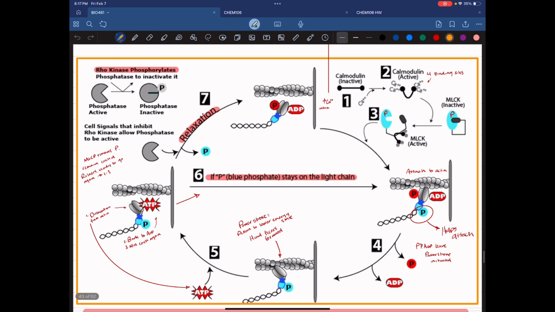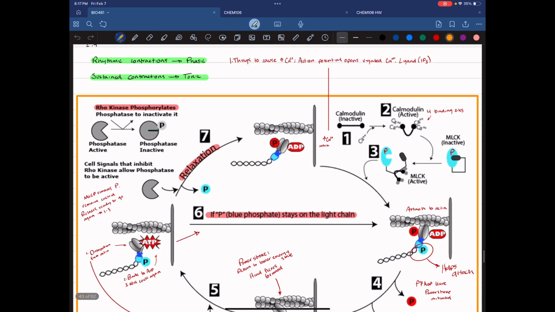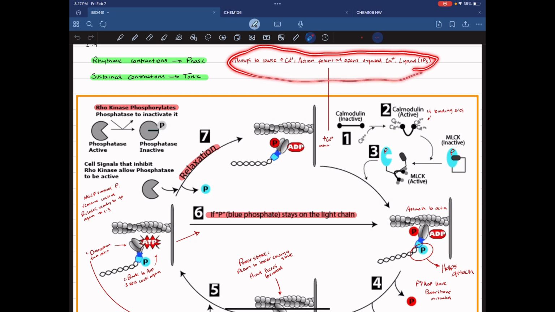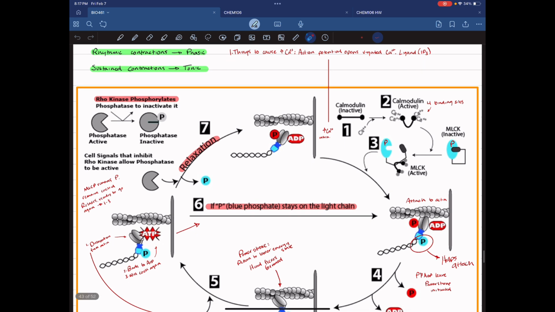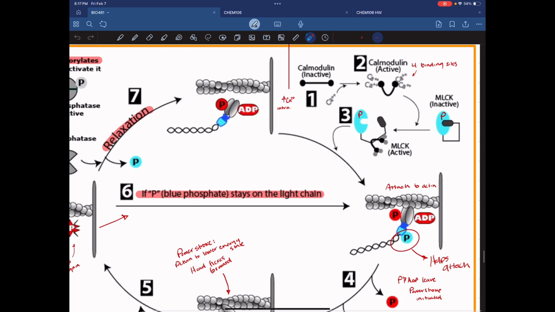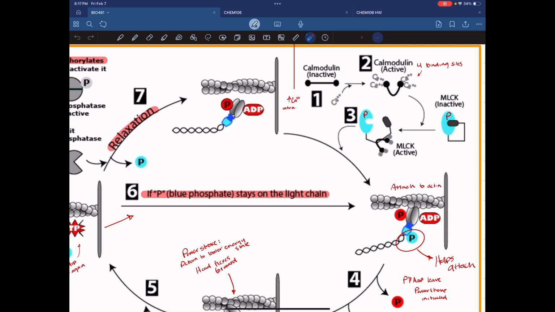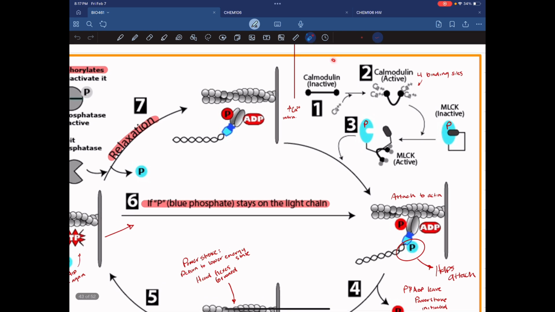So here you can see we have our intracellular calcium that we just talked about. That's going to be coming from that IP3 opening our ryanodine receptor. So that calcium is going to come into the intracellular fluid. We have our calmodulin right here. Calmodulin has four binding sites for calcium. So calcium is going to bind to our calmodulin and activate it.